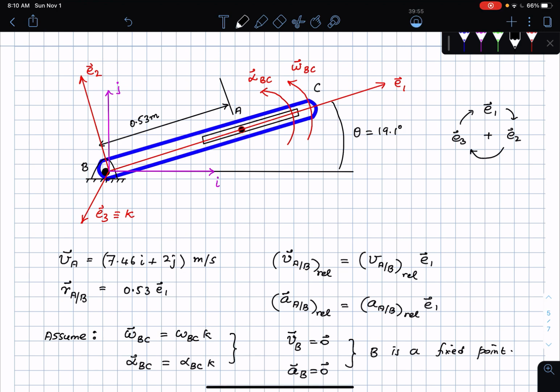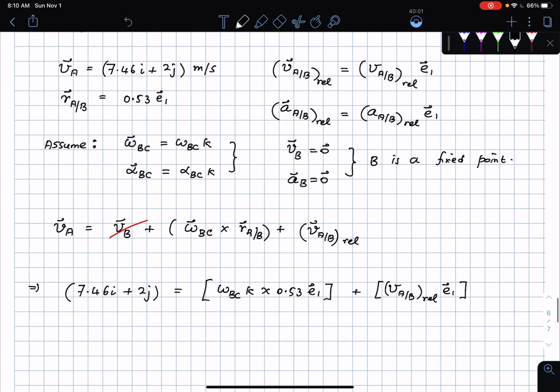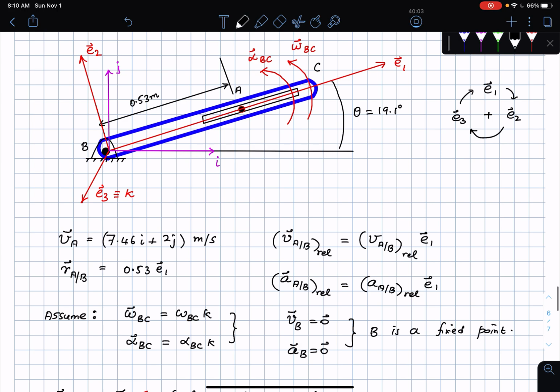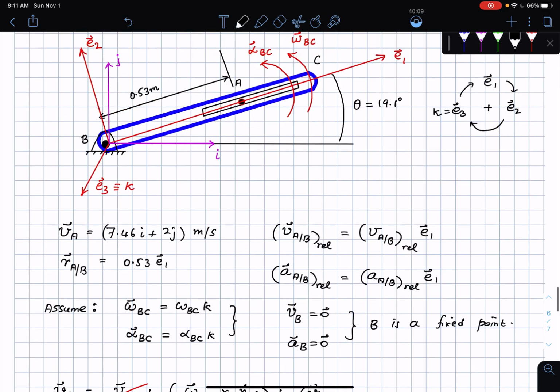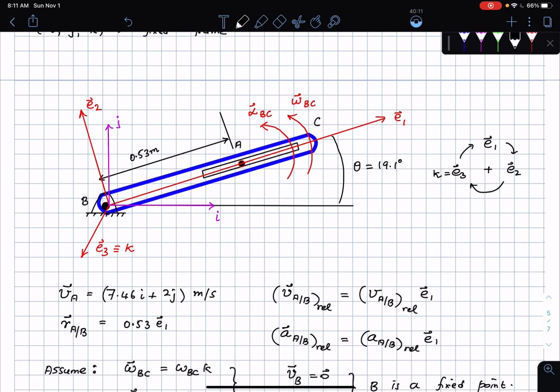Okay, so here is my triad. And if I do E1 crossed with E2, it gives me E3. That's essentially what it says. And E3 is the same as K, as you know. So in this case I have K cross E1, which means that I'm going to get the E2 direction, right? So K cross E1 gives me E2.